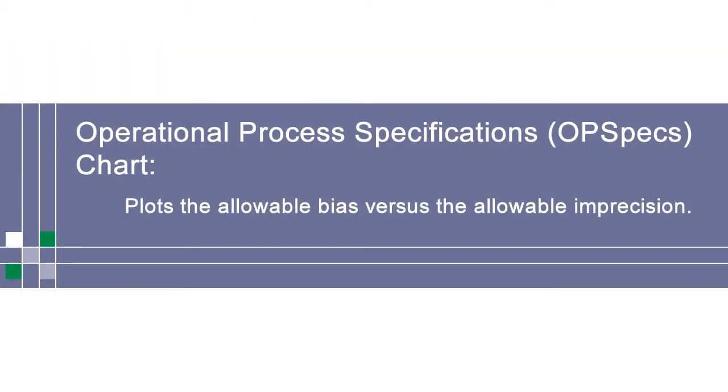OPSpecs Charts plot the allowable bias versus the allowable imprecision. Westgard Advisor Online can generate multiple sets of rules for a test based on different TEA and consensus group settings. Comparing different OPSpecs charts is an easy way to determine which settings are the most appropriate.